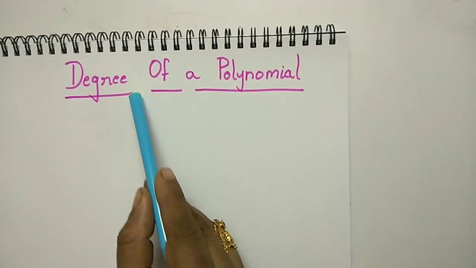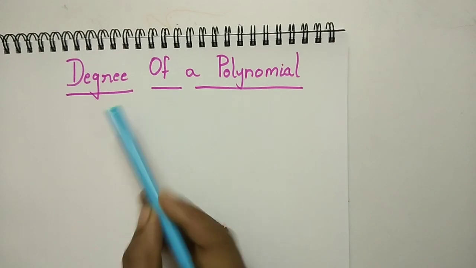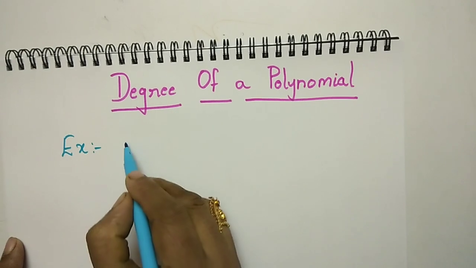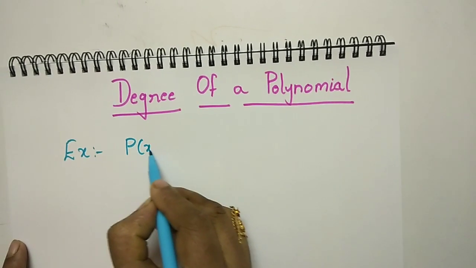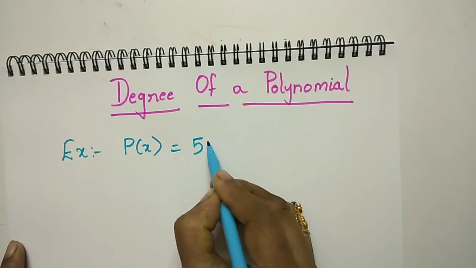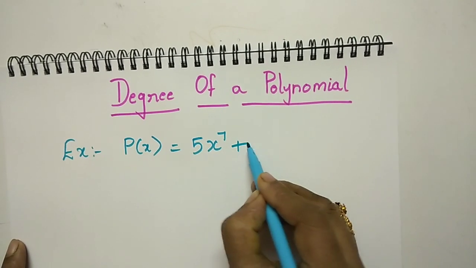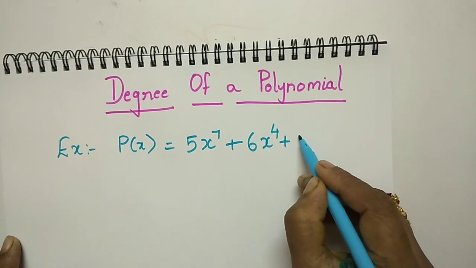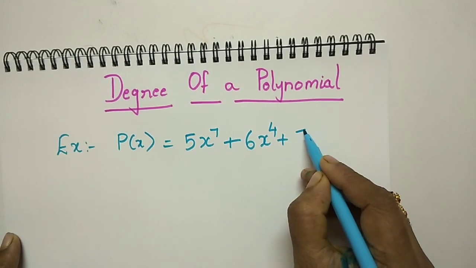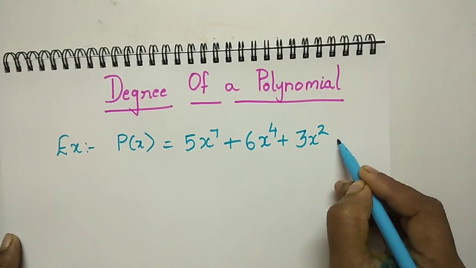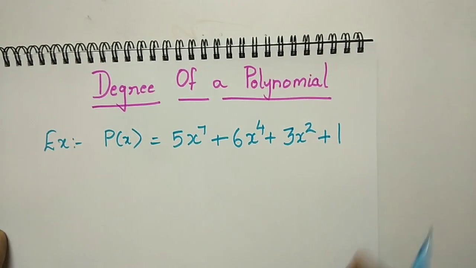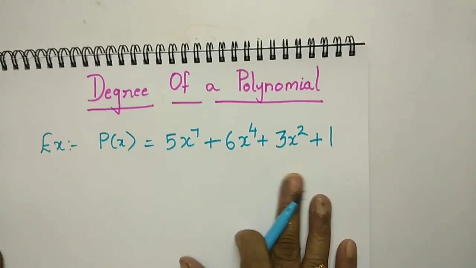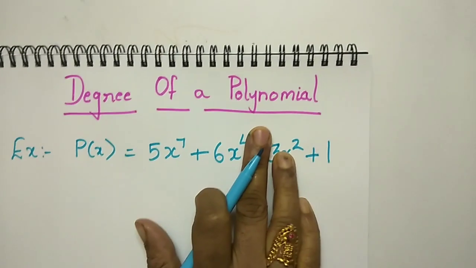I will explain this concept by using an example. Let the polynomial be given as 5x power 7 plus 6x power 4 plus 3x power 2 plus 1. Assume that this is a polynomial given for us to find the degree of a polynomial.